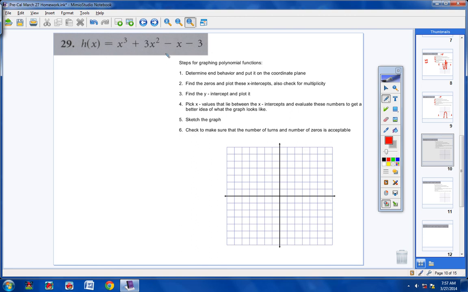Okay, we finally get to do some factoring here, but first of all, let's determine the end behavior. My degree is 3, my lead coefficient is positive, so that means I'm going to be going down to the left and up to the right, just like that. Okay, so that's taken care of.